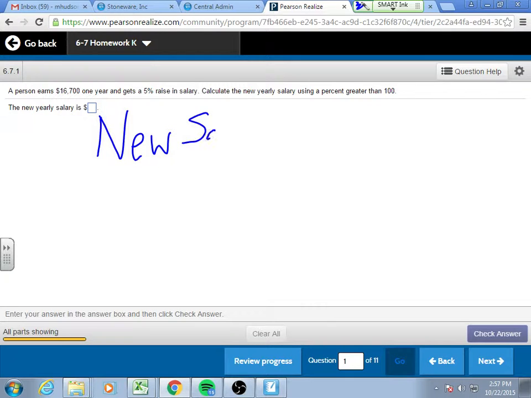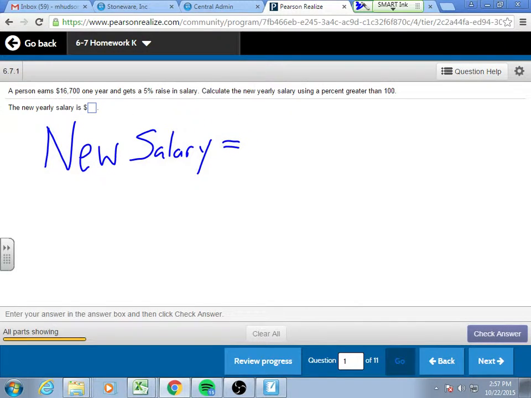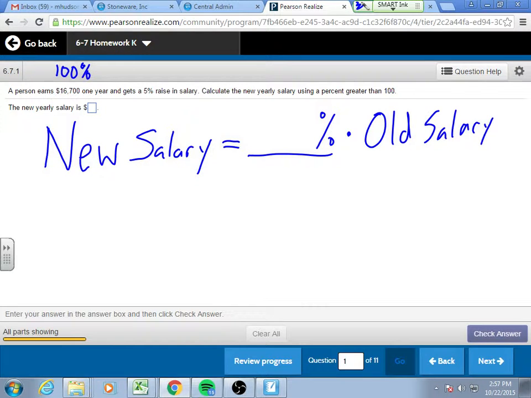So their new salary. How do we talk about their new salary? If it's more than the old salary, and we want a percent to go in here compared to the old salary. If the new salary is 5% raised, is that going to be more or less than the old? If you get a raise, do you make more money or less money than you had? More, right? So this old salary was our 100%. If I've increased by 5%, my new salary will be 105% of the old salary.